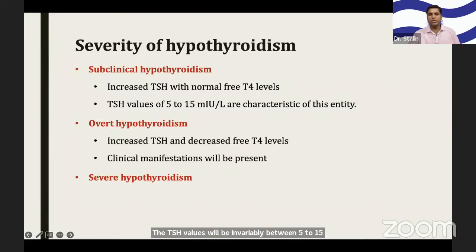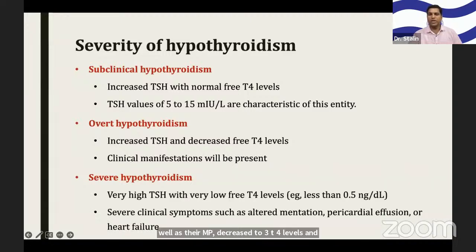Whereas in overt hypothyroidism, there will be increased TSH as well as decreased free T4 levels, and patients will have clinical manifestations of hypothyroidism. In severe hypothyroidism, there will be very high TSH with very low free T4 levels. They will always be associated with other significant symptoms like altered mentation, pericardial effusion, and congestive heart failure.